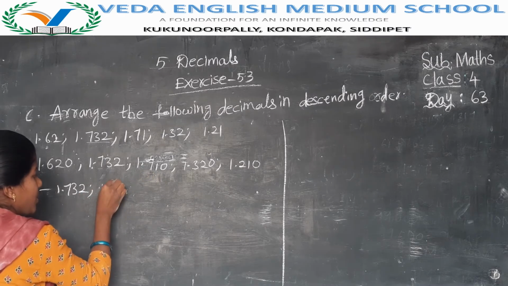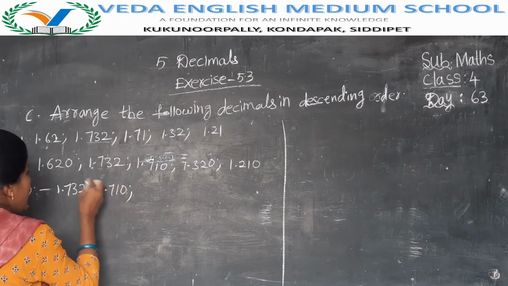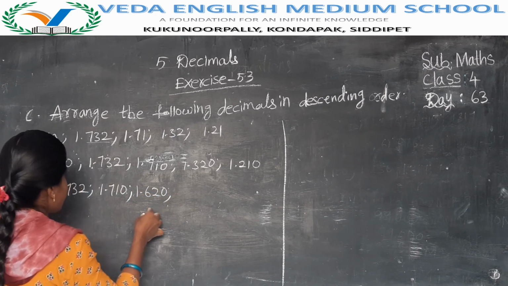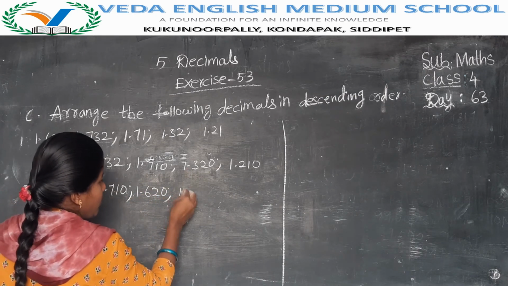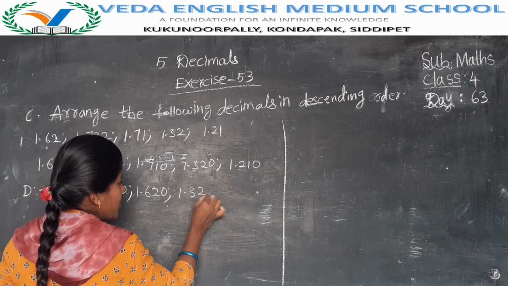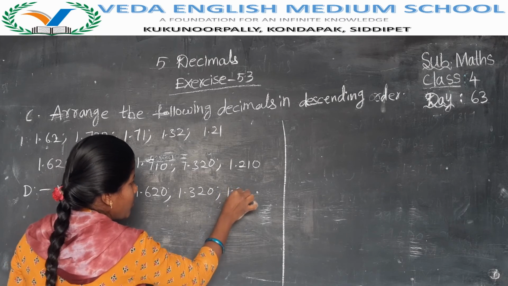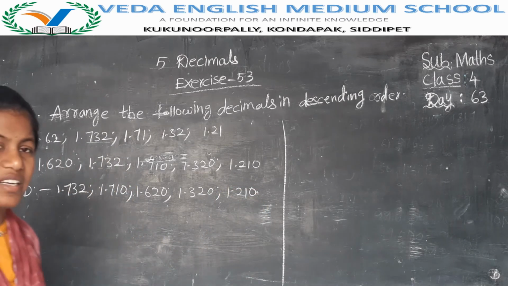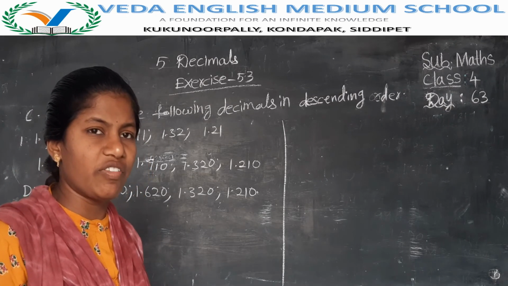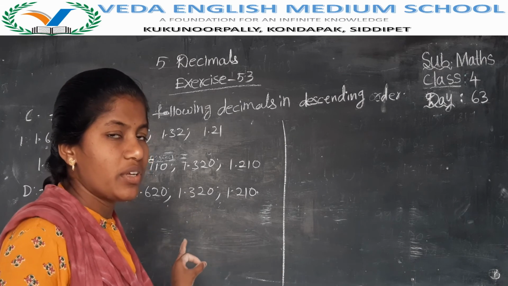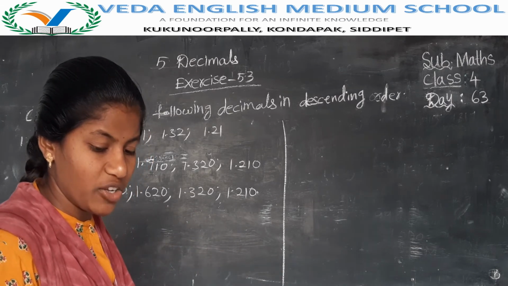Next 1.710. Next 1.620. Next, here see, here 3, here 2. 3 is the greater number. 1.320. Finally 1.210. Understand? It is a descending order. Either ascending order or descending order, first of all, we have to convert the given unlike decimals into like decimals. Then we have to count and write in ascending or descending order.